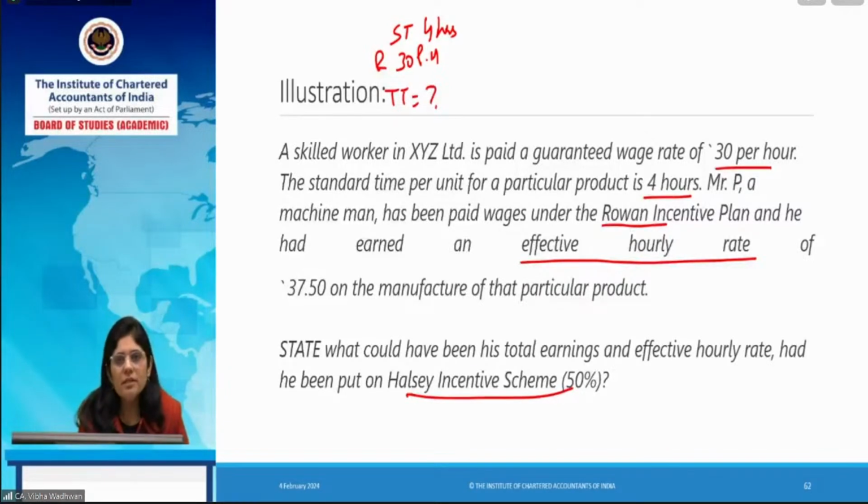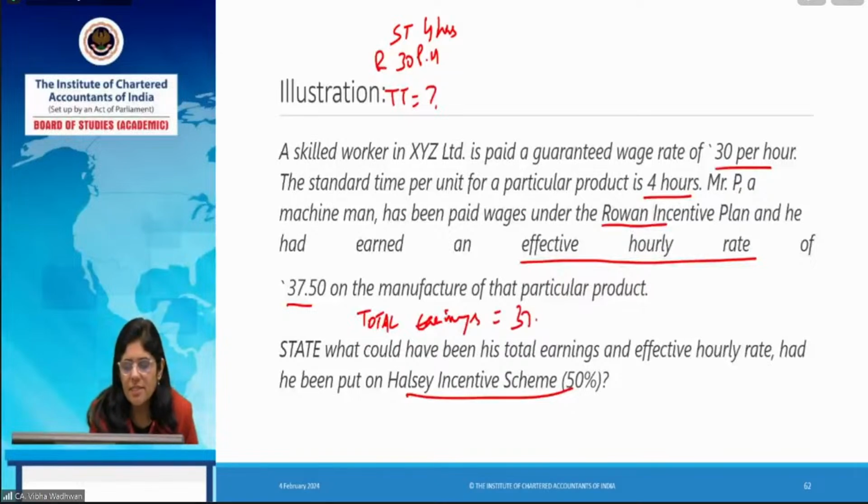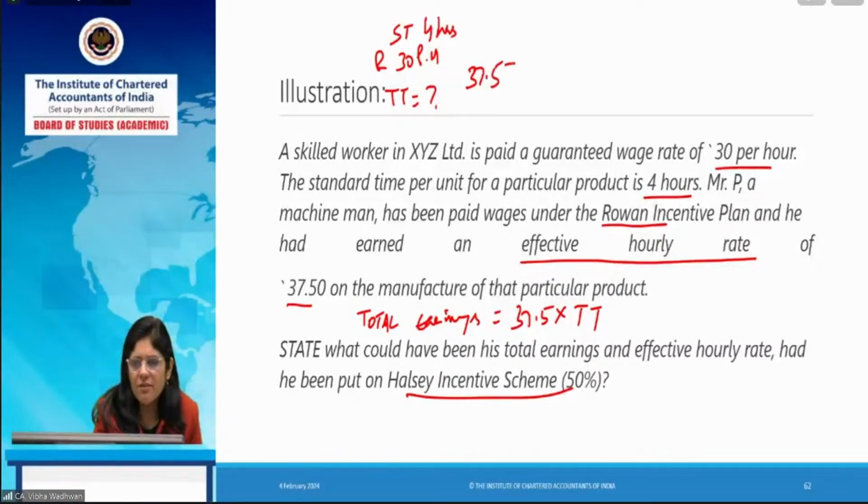So how do we calculate the total earnings from the effective hourly rate? The total earnings under Rowan would be 37.5 into time taken. The hourly rate has come by dividing by time taken, so if I want to calculate total earnings, I will multiply by time again. So that means 37.5 into time taken. Time taken can be taken as T here. So T is time taken. Clear? These are the total earnings.